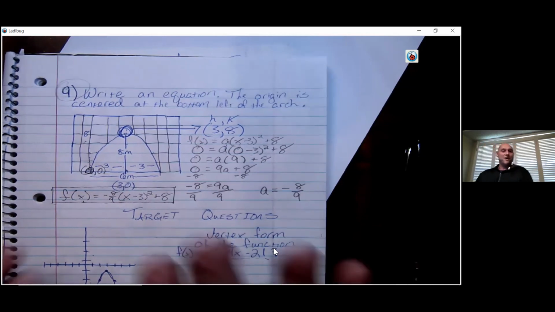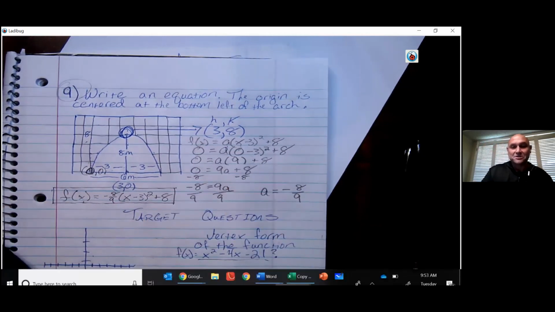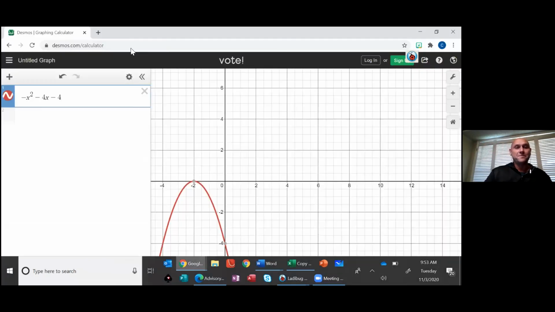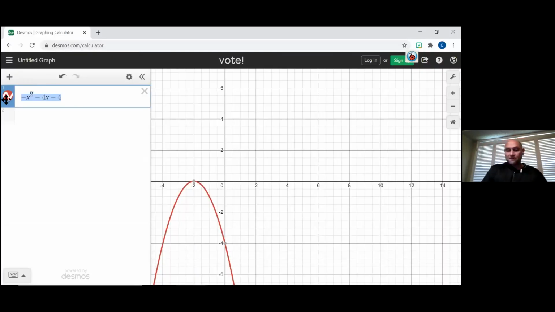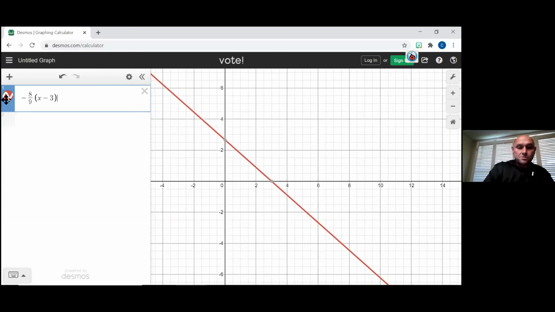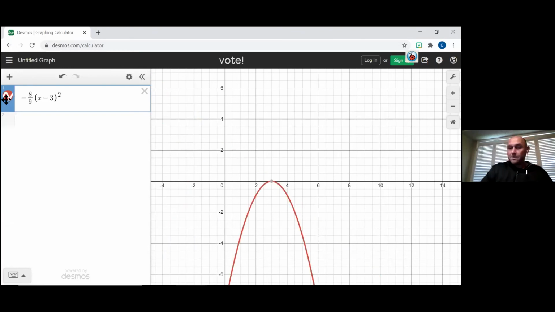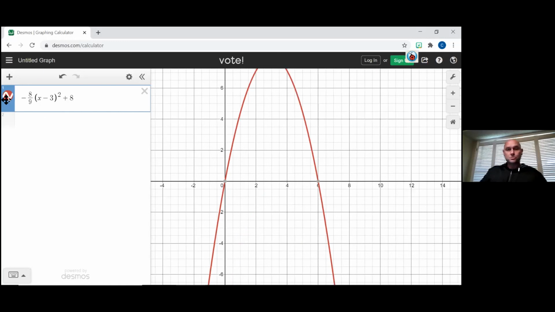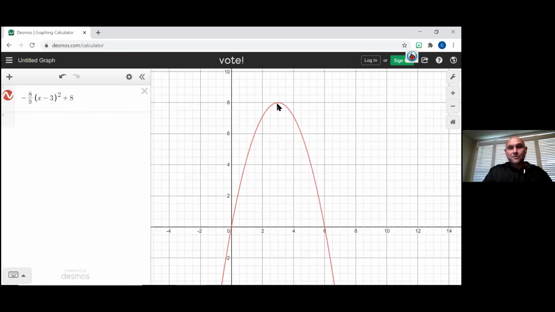Anyways, I'm just going to check this on Desmos to make sure I did everything right. Fingers crossed. So I've got negative 8 over 9 times x minus 3 squared plus 8. You see we got 0, 0 and a 6, 0. Let's move up. My vertex is at 3, 8. Beautiful, beautiful, beautiful.